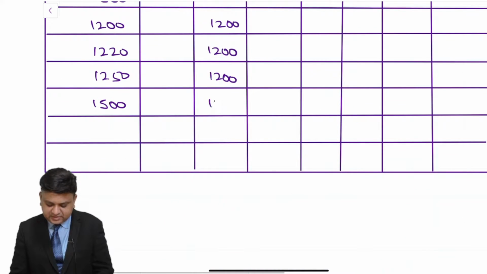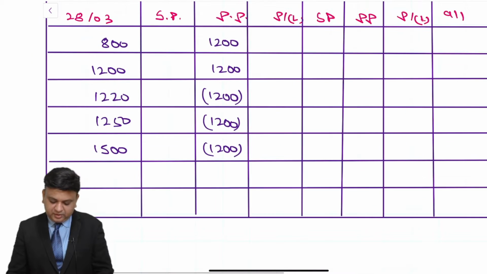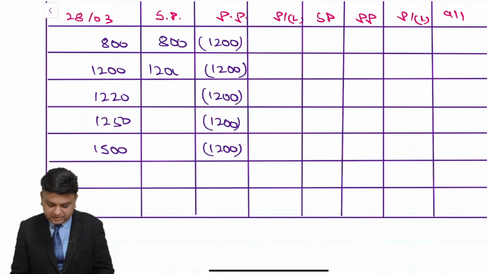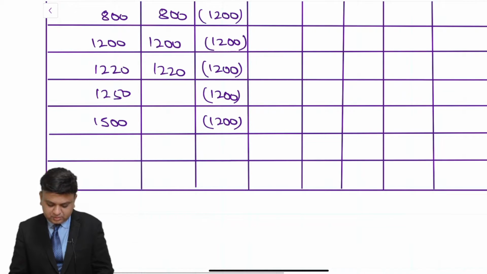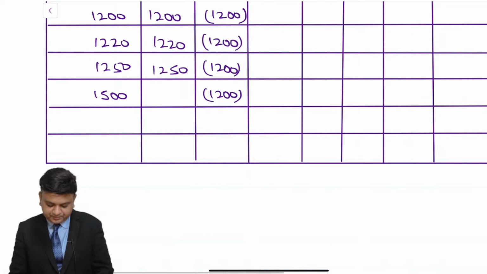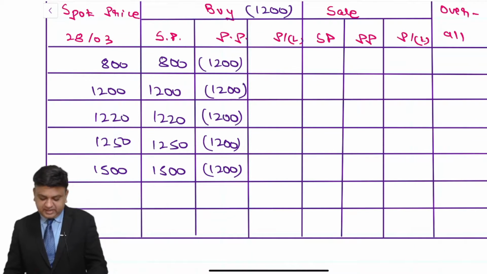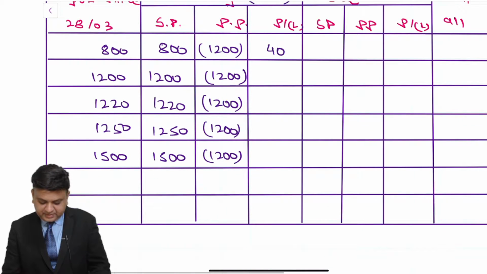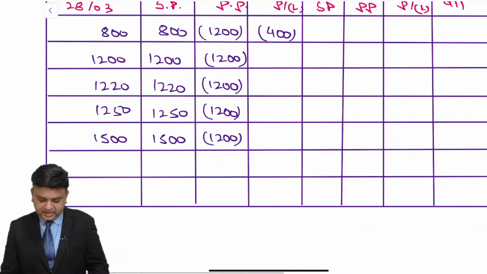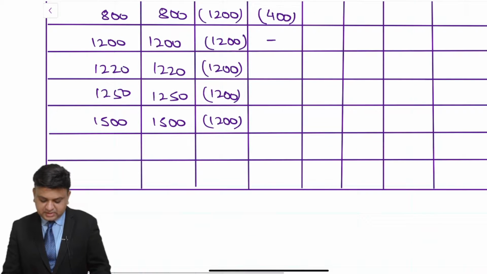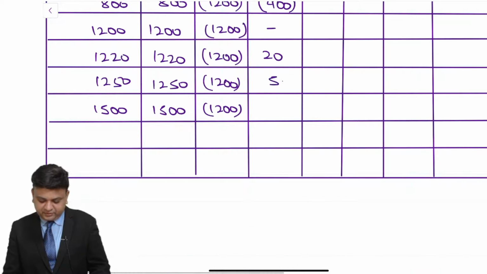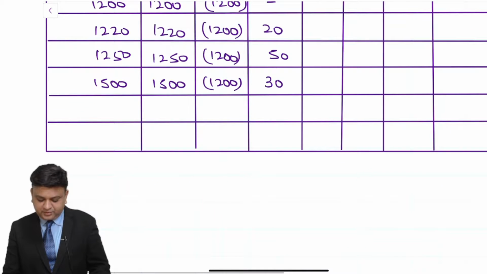And we understand that for the purpose of notional profit or loss calculation, we do the reverse transaction immediately, and so the sale price is 800, 1200, 1220, 1250 and 1500. So ultimately in the first case you will have a loss as the prices have fallen. Then no profit, no loss, a profit of 20, a profit of 50, and a profit of 300.